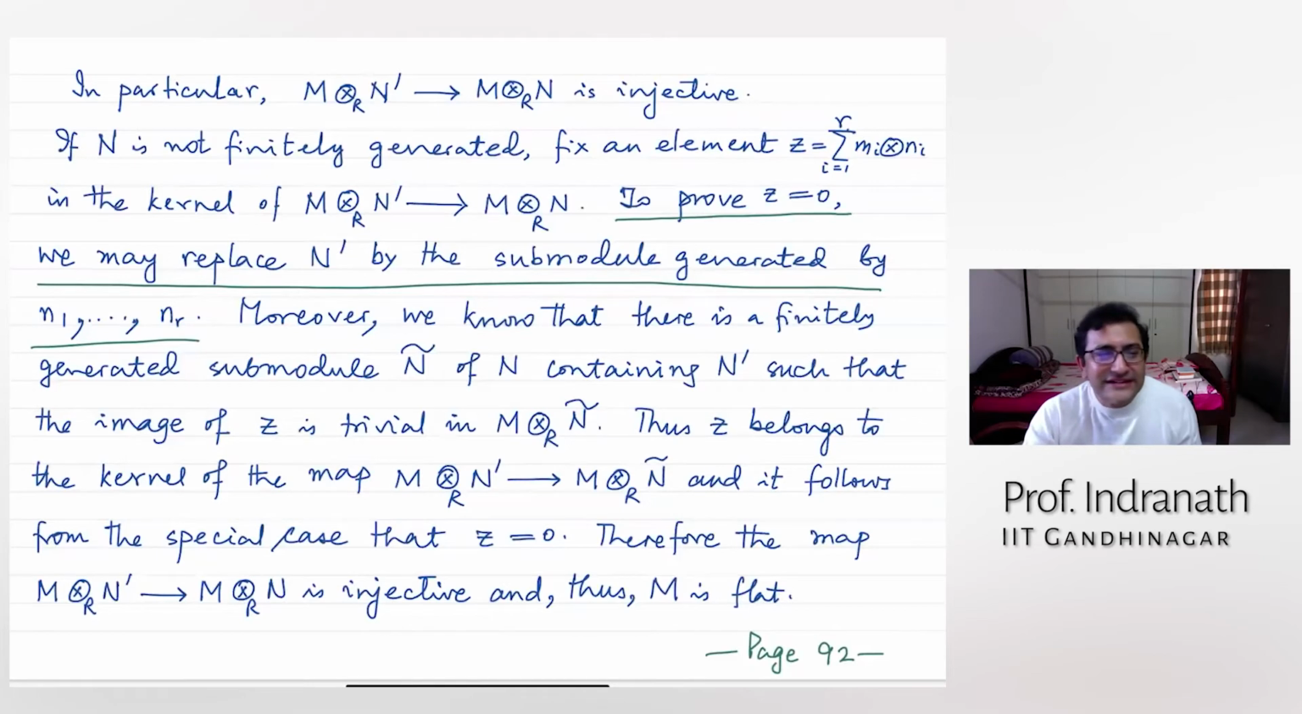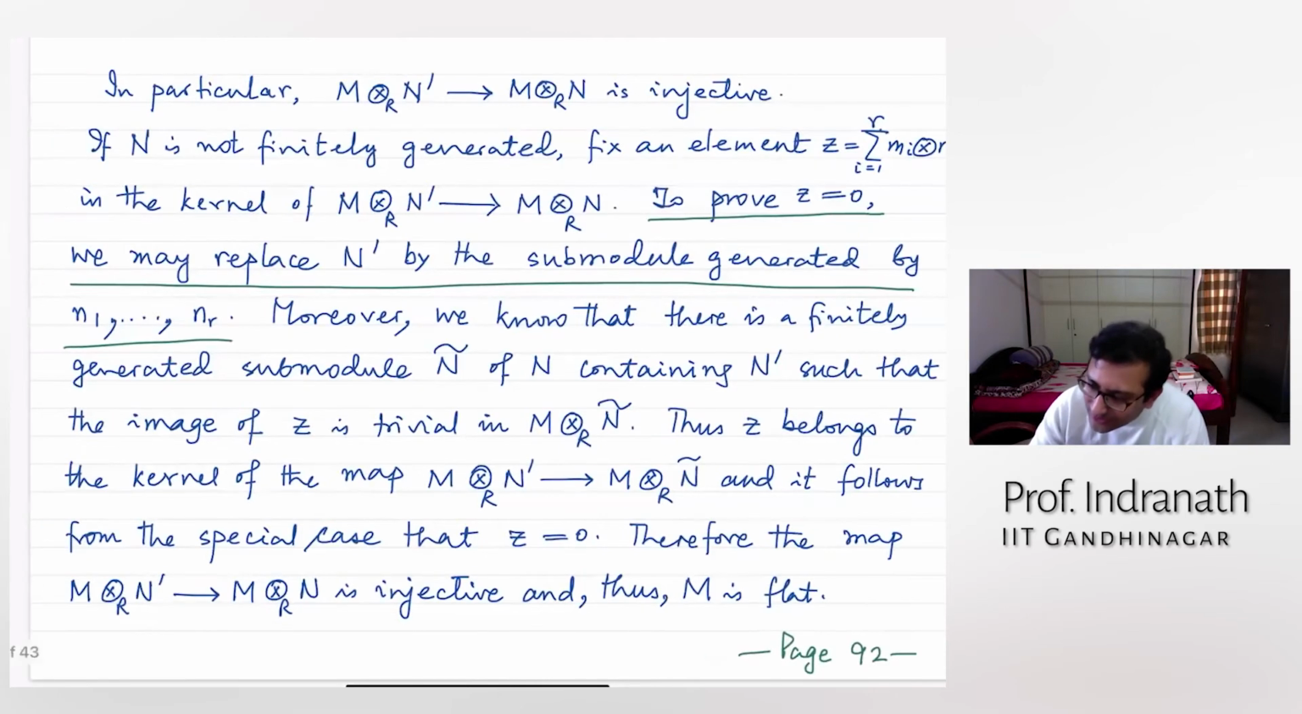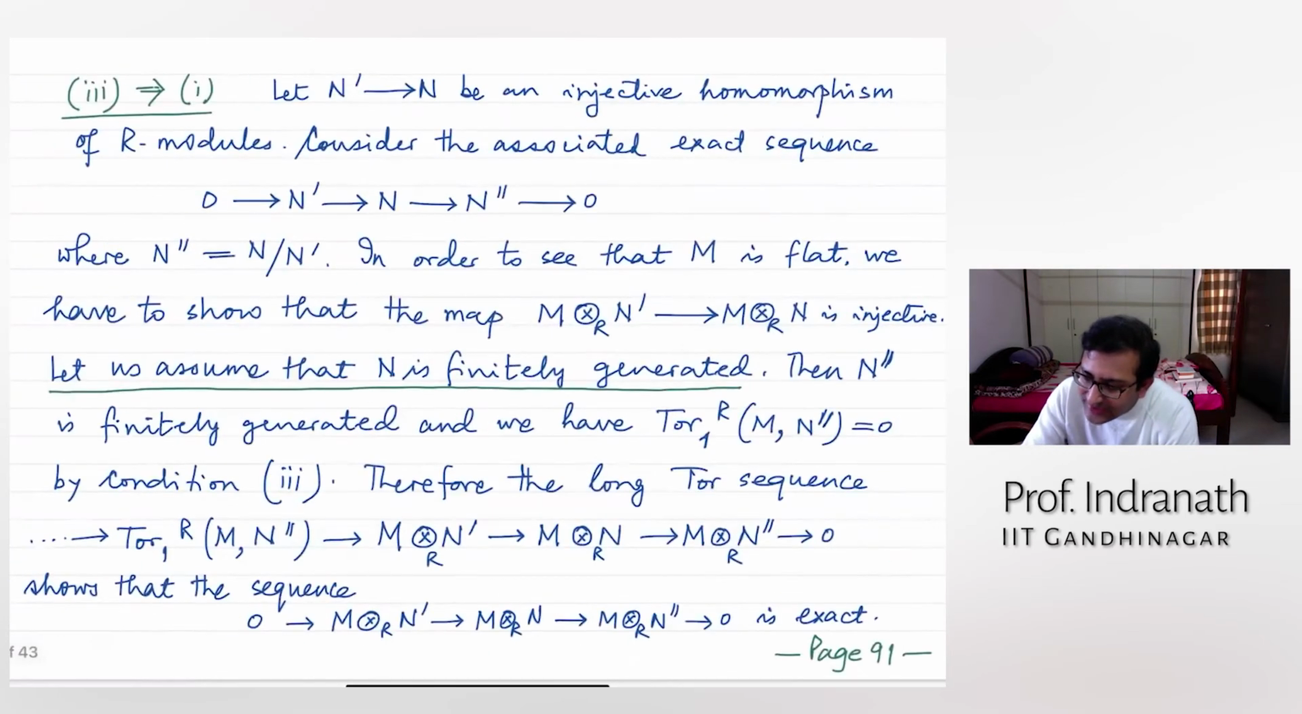Okay, but is it typically an element? How do I see? So therefore, I'm not working with my old n dash anymore, right? Am I saying that I still have a submodule of that original one? Do you understand what my question is? So m tensor n dash is here, and I want to show that if some element of m tensor n dash is going to 0, then it is actually 0. I want to show the injectivity.